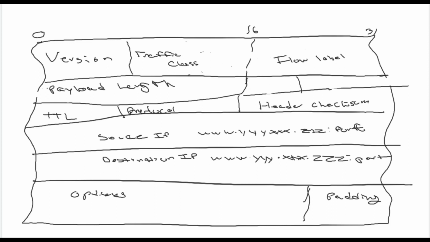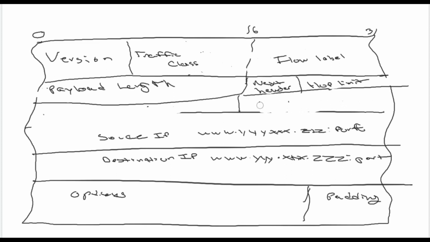These are replaced by the tag for the next header, which is important in the mobile standard, and the TTL, which is named hop limit, which makes more sense. The TTL down here is gone, as is the protocol, since that's also established in the traffic class and the flow label. And we no longer need the header checksum.